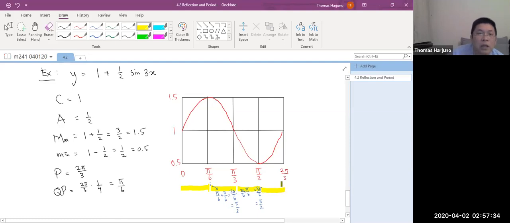Okay, so besides using the technique I showed you earlier, in which you get the midpoint between 0 and 2 pi over 3, you get pi over 3, and then the midpoint between 0 and pi over 3, and the midpoint between this one and that one, another way is actually you add the quadrantal period. That's just another way to look at that.